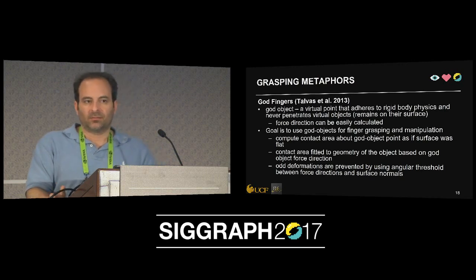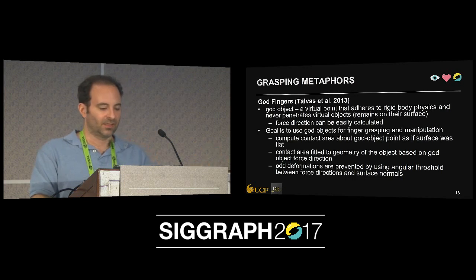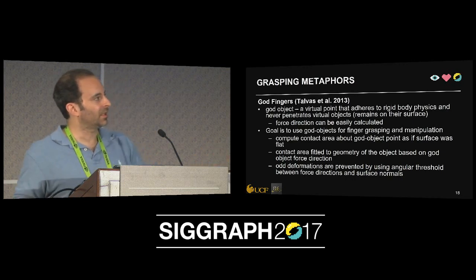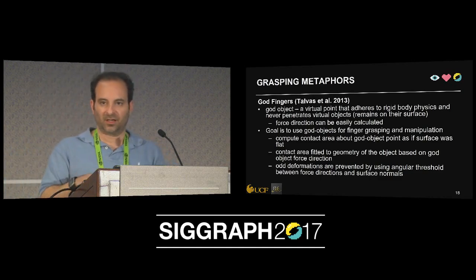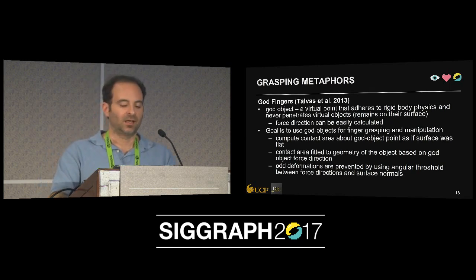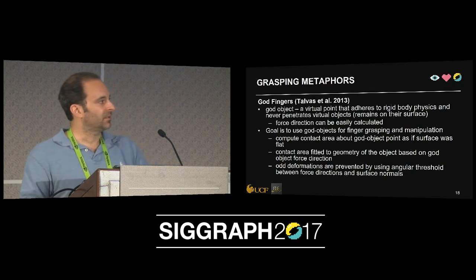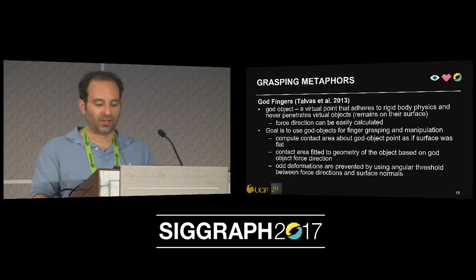And with that constraint, then you can very easily calculate a force direction. And if you know the force direction, well, then we can do things like compare forces and use force equations to help determine whether or not you're selecting an object and grabbing it. So the goal then is to use the God objects for finger grasping and manipulation. And you compute the contact area about the God object, not the God object itself, but surrounding it, as if the surface was flat. And then the contact area basically is fitted to the geometry of the object based on the force direction.